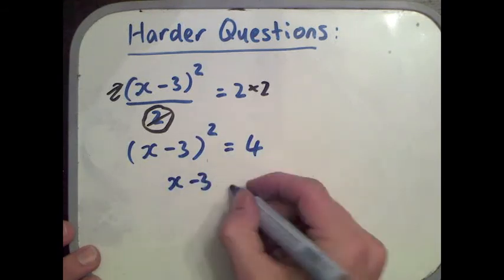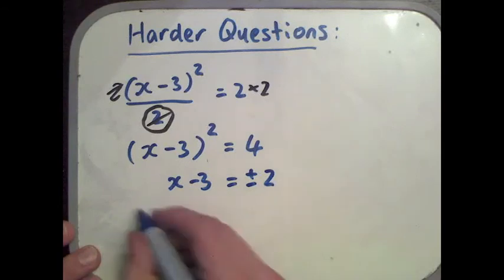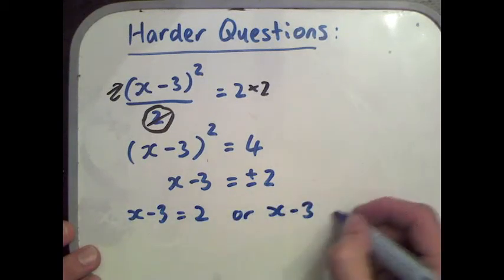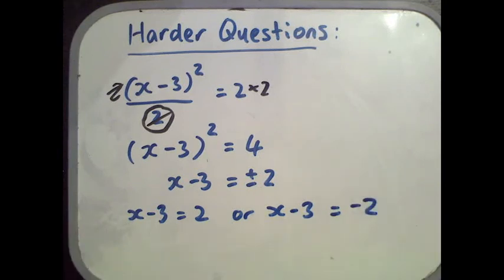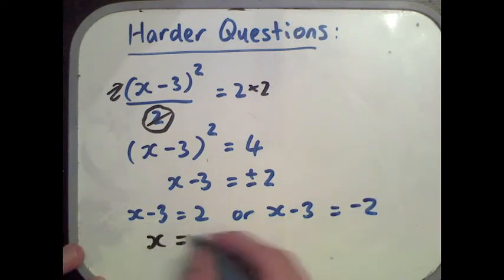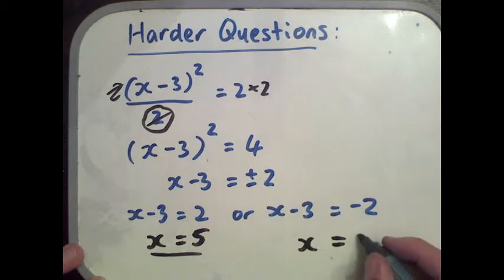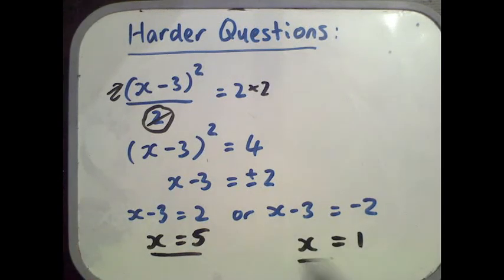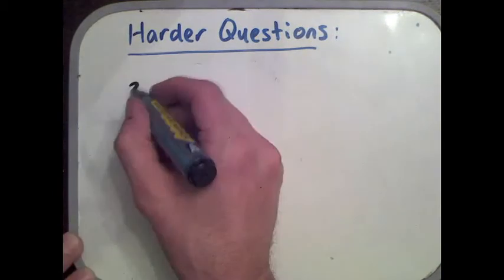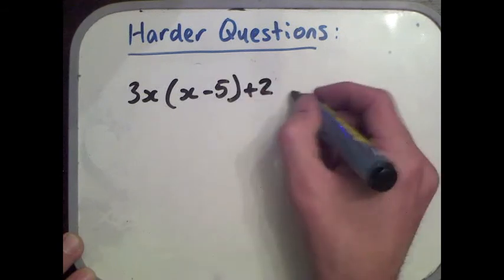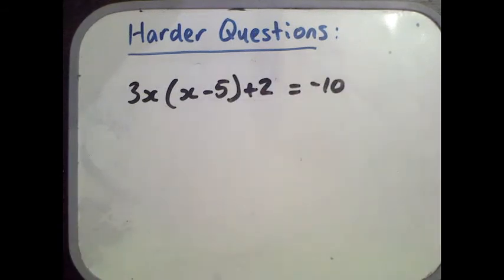Now we can square root both sides to get x take 3 is equal to plus and minus 2, and then we solve. X take 3 equals 2, and x take 3 is equal to negative 2, and then x is equal to 5, and x is equal to positive 1. There's our two solutions. Okay, let's look at another harder example. 3x bracket x take 5 plus 2 is equal to negative 10. This is actually not too difficult.